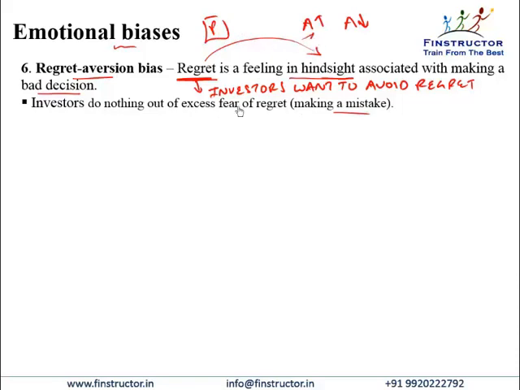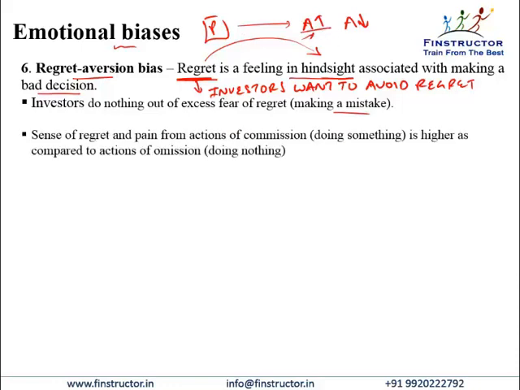Please notice, this is happening because the regret is not as high if an individual stock goes up, because many stocks go up. But if you actively bought something and that stock went down, then the feeling of sadness is much more. However, theoretically, even if the stock goes up, you should feel equally sad because you've lost an opportunity that you were tracking. So the sense of regret and pain from actions of commission, or from doing something, is higher as compared to actions of omission, or from doing nothing. So investors end up doing nothing because of the fear of regret.